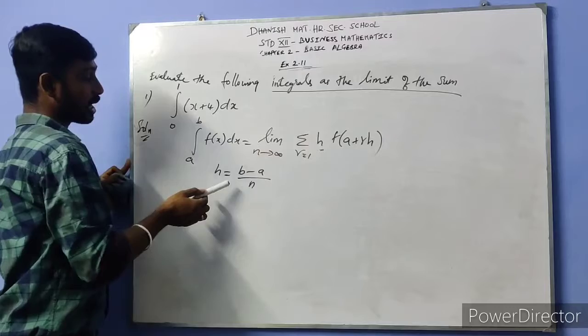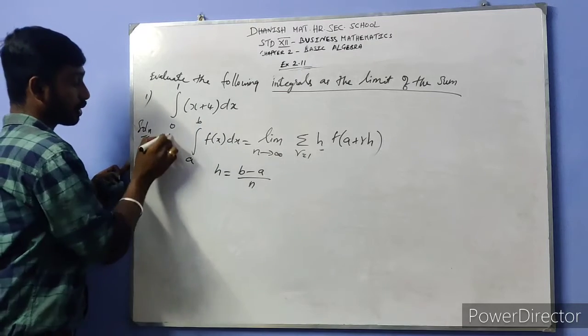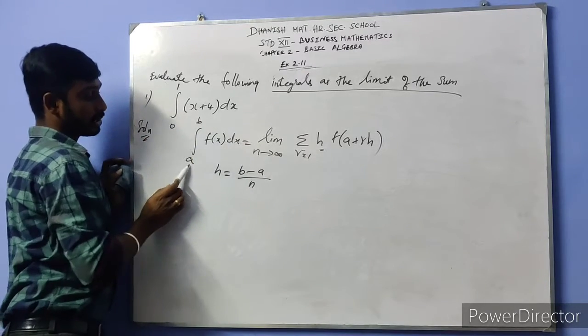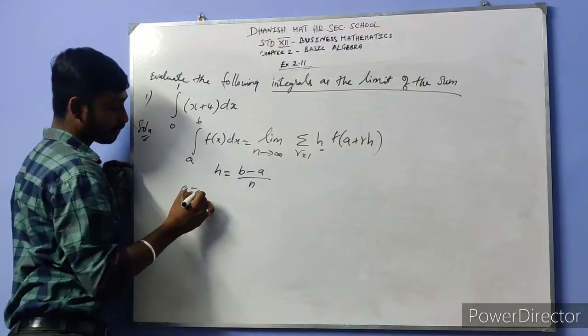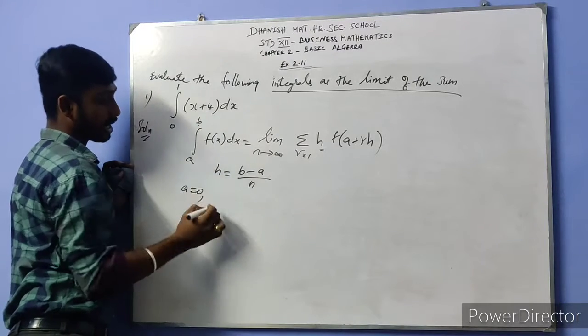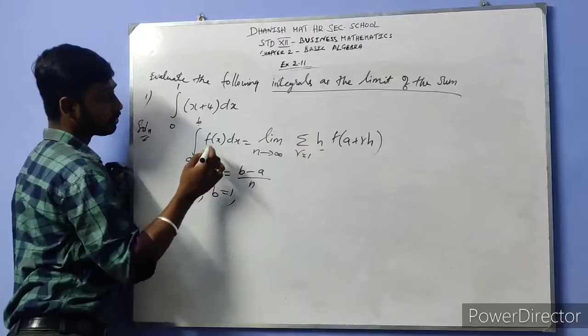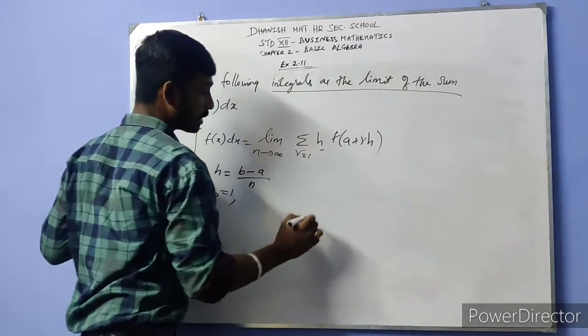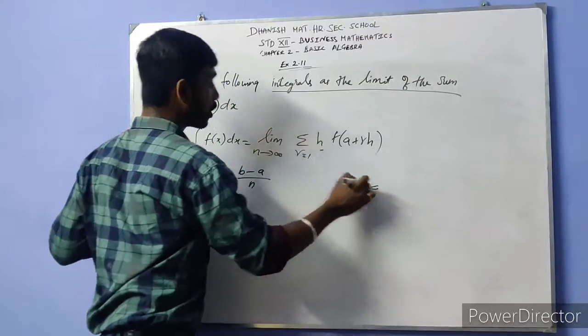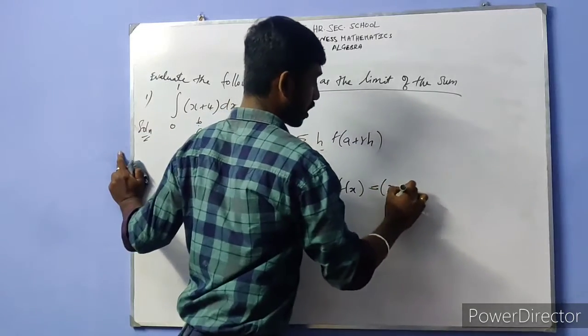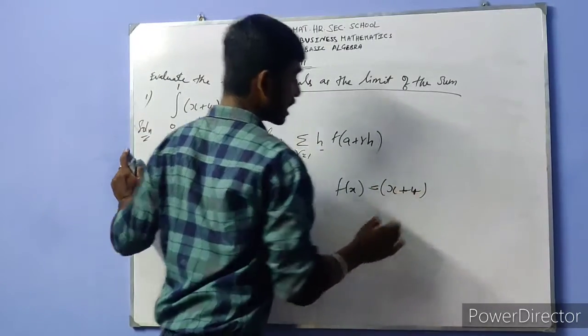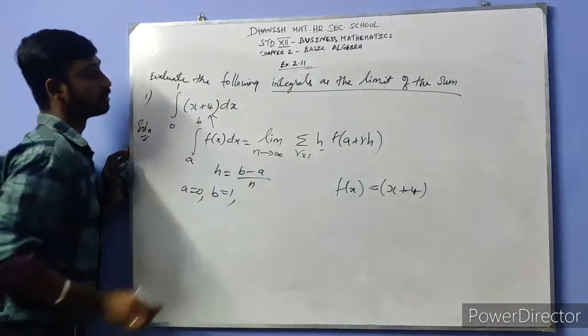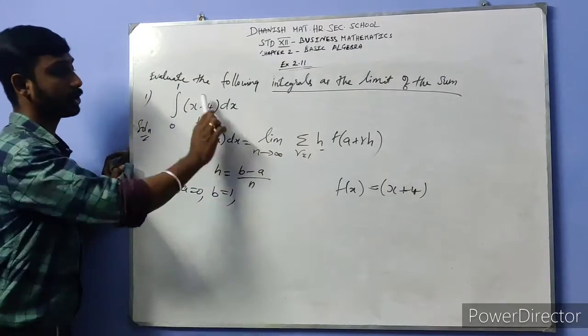Now we find the a and b values. Compare with the question here. a is equal to 0. Then what is the b value here? b is equal to 1. Then what is f of x? Here f of x is equal to x plus 4, because we are just comparing the formula with the sum.